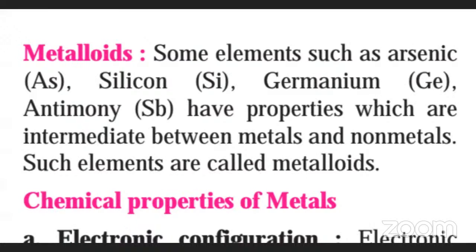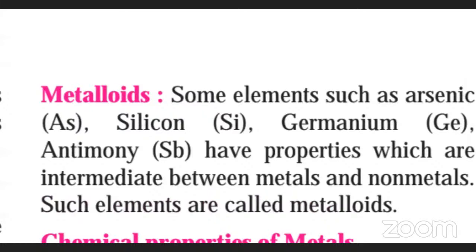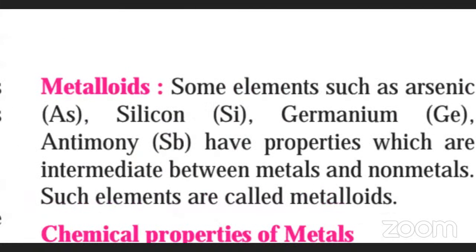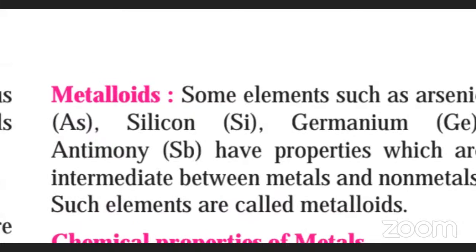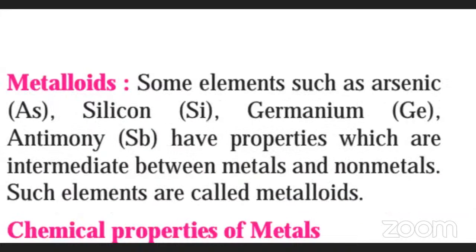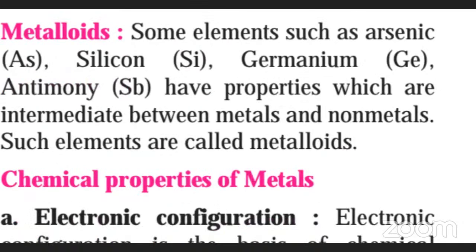So what are these metalloids? Metalloids are the elements which have the properties of both metals and non-metals. Means half of the properties will be of metals and half of the properties will be of non-metals. Some of the properties will match with metals and some will match with non-metals. Then you can see some examples are given: arsenic, silicon, germanium, antimony. These are the metalloids.